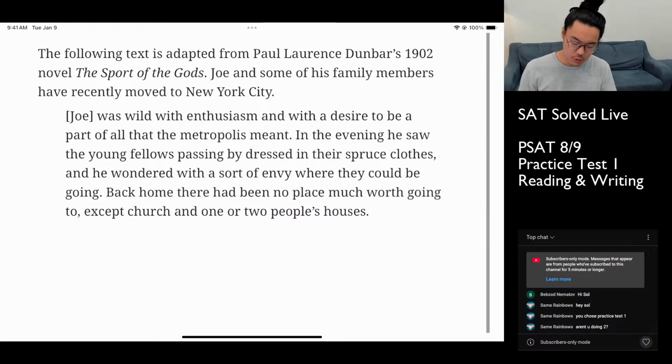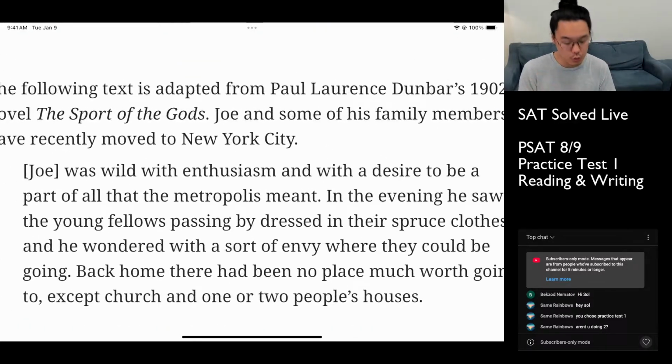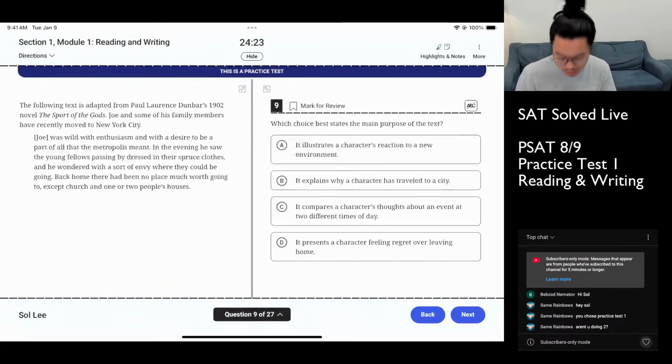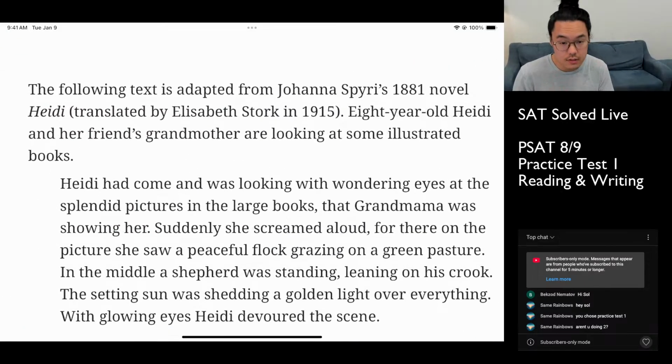Back home, there was nowhere to go except church or people's houses. He came from the country, now he's in the city. It's very exciting. Main purpose of the text is to illustrate his excitement. Illustrate his excitement. Illustrate reaction. Perfect. Exactly what I predicted. Moving on. I didn't really look at C and D. I briefly saw B because it was right next to A, but I didn't even look at C and D. Okay, because I got a perfect prediction.